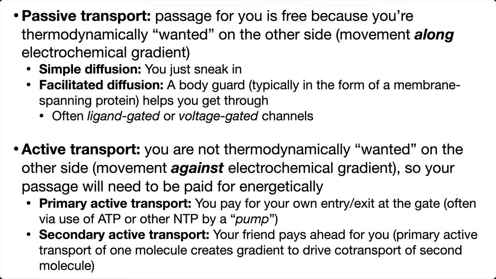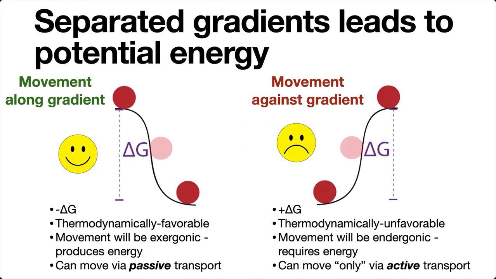Secondary active transport, here your friend is paying ahead for you. So you have primary active transport of one molecule that's going to create a gradient to drive the co-transport of a second molecule. So you make a gradient of one molecule, and then you transport that one molecule that you pumped out back in, along with the molecule that is moving against its gradient. So we go down that hill in order to go up the hill for another.